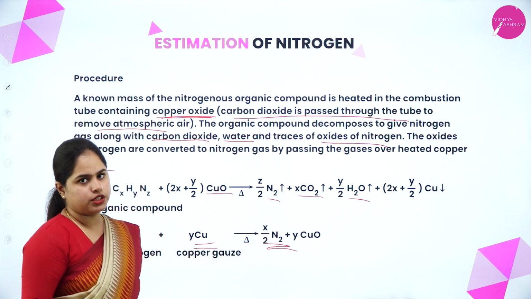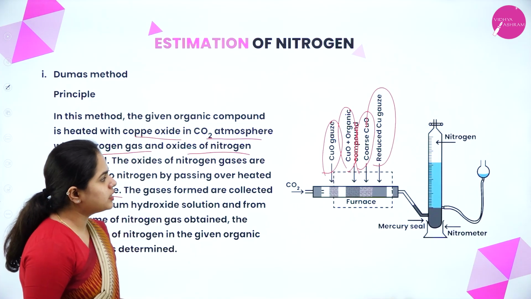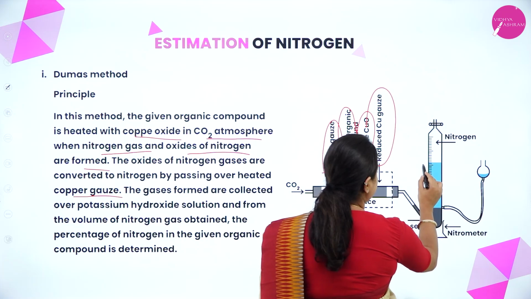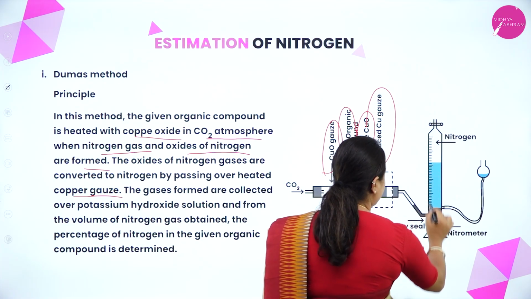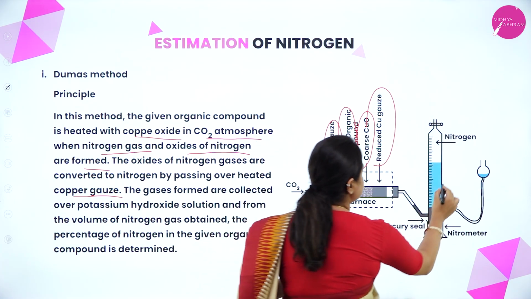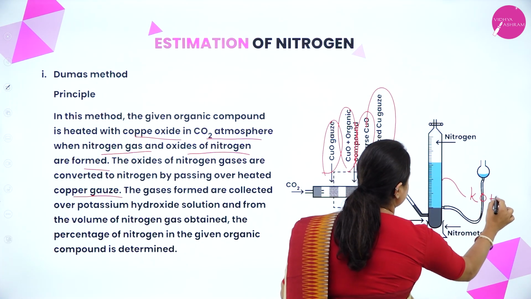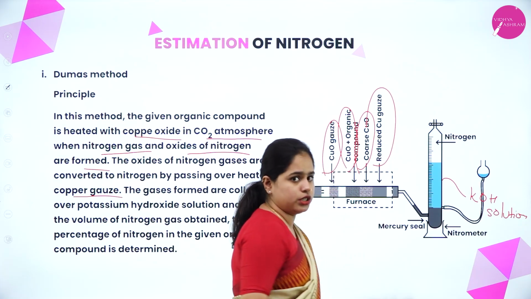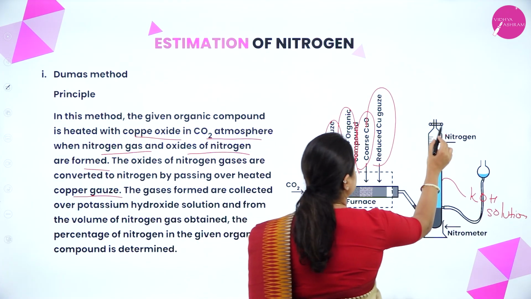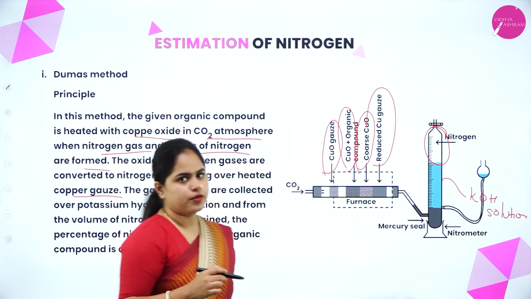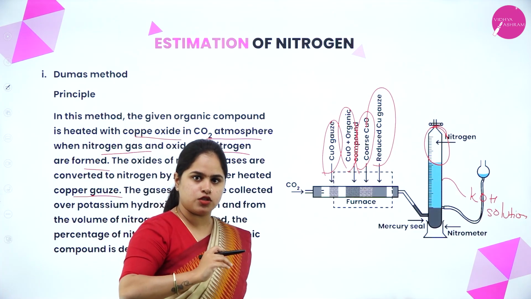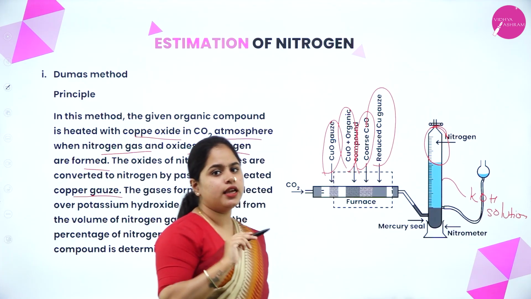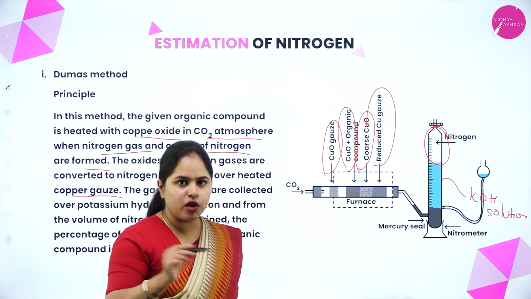So this is the procedure, right? And the nitrogen gas, where in this apparatus will you be able to obtain it? Yes, as you can see here, the blue colored part is potassium hydroxide solution, and above that the nitrogen gas will be accumulated. So above the potassium hydroxide solution in this tube, you will find the nitrogen gas. Nitrogen gas will be obtained there.